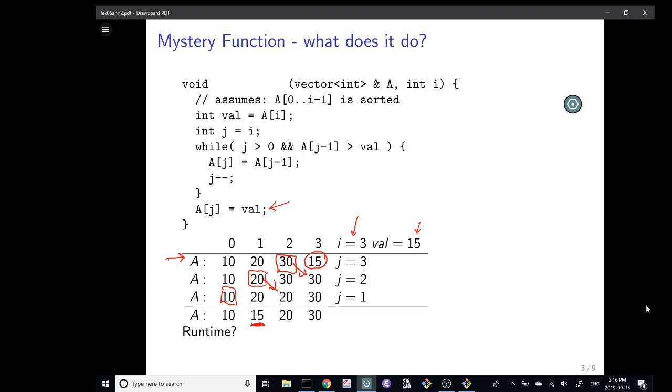Anyway, how much time does it take? What's the runtime of this code? And also, maybe before we talk about runtime, what should you call this code? You want to call it insertion? Okay, we could call it insertion.